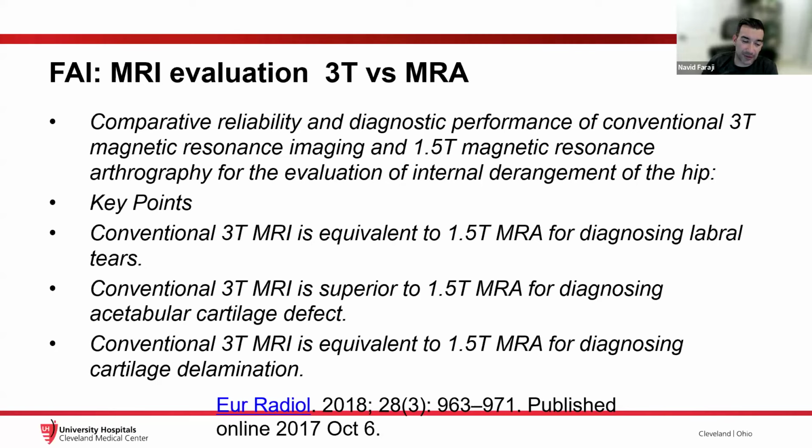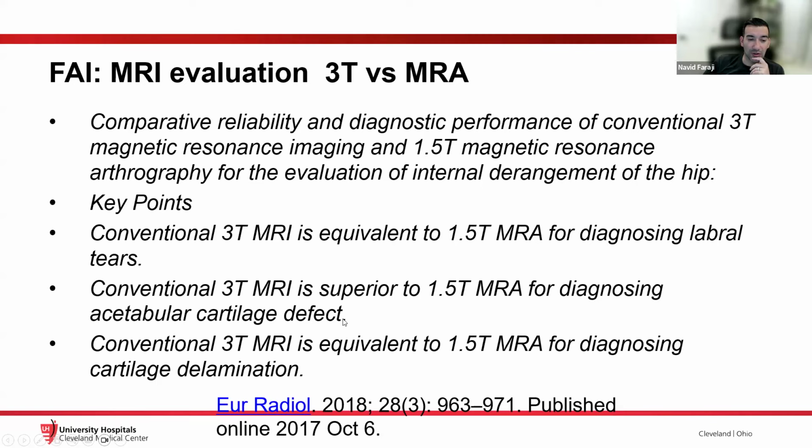MR arthrography is when we inject the shoulder or hip with contrast. And so 1.5 Tesla MR arthrography is really good for diagnosing labral tears. But some studies have shown that 3T non-arthrographic MRI is equivalent to a 1.5T MRA. So depending on your patient population and what you have available in your system, I would say 3T MRI or 1.5T MRA for labral pathology are non-inferior to each other.